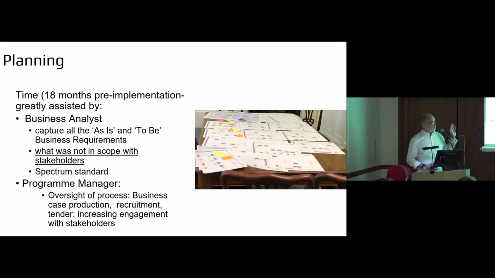The Spectrum standard by the Collections Trust is, for those who don't know, basically a guidebook to best practice. It's not brilliant for natural science collections because it was developed from a cultural background, but it gives you a checklist of things you need to think about, and that keeps you on the straight and narrow as to what has to be in it, if you like. And the project manager keeps things on track, works hard, and keeps that engagement with stakeholders going all the way through the project.